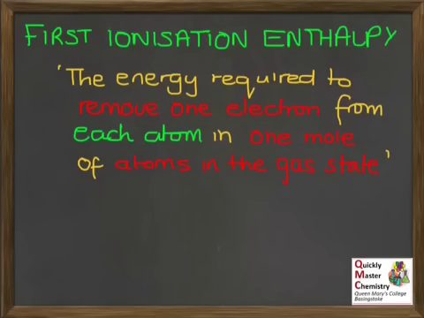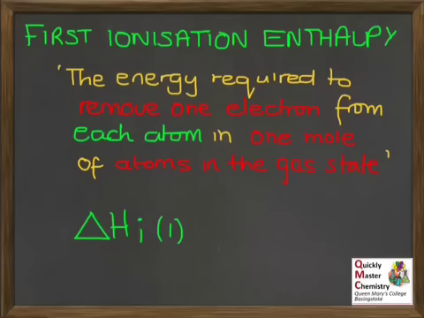There's an awful lot in there, so it being an enthalpy change is to do with the energy involved. Now, just look a little bit more closely. What we're doing is taking 1 electron from each atom, and we're talking about a mole of atoms, and it has to be in the gas state. You need all of those ideas in your definition. There are other ways of saying it. For instance, you could say it's the energy required to remove 1 mole of electrons from 1 mole of gaseous atoms, which works out at the same thing.